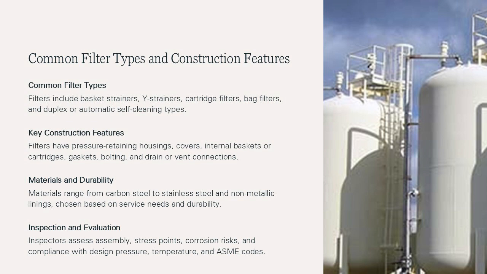Key construction features include pressure-retaining housings, covers or closures, internal baskets or cartridges, gaskets, bolting, and drain or vent connections. Materials of construction may range from carbon steel and low-alloy steel to stainless steel and non-metallic linings, depending on service requirements. Inspectors should understand how these components are assembled, where stress concentrations exist, and which parts are most susceptible to corrosion, erosion, or mechanical damage.